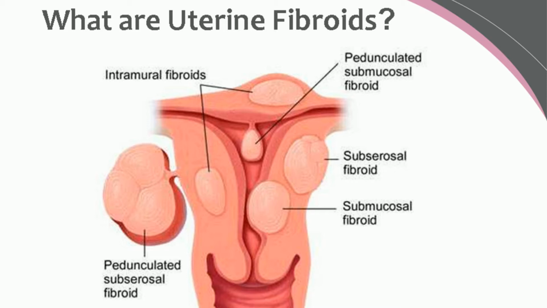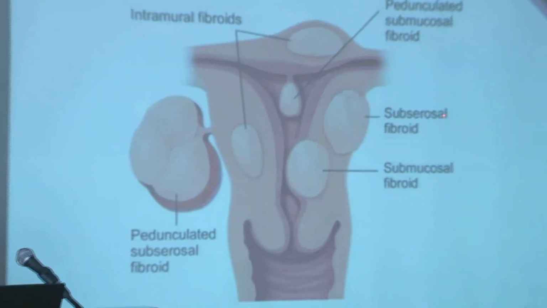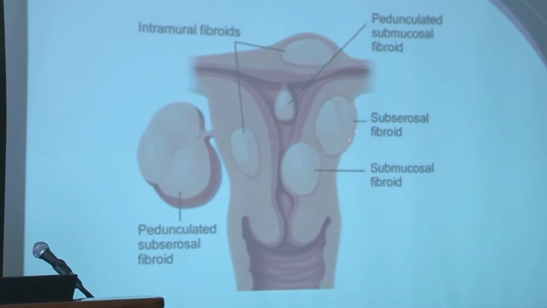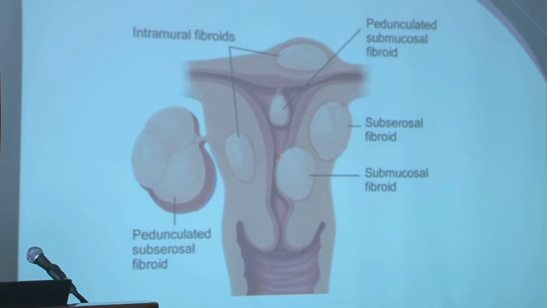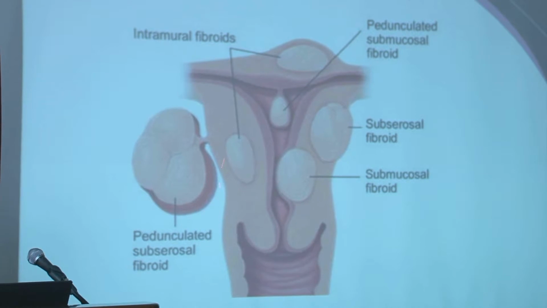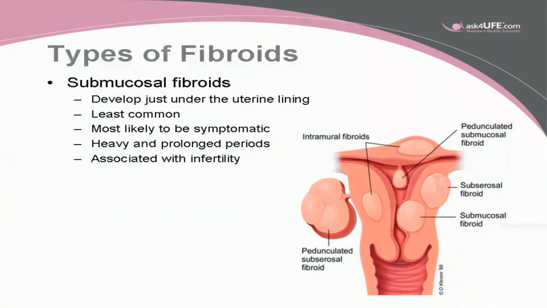So the different types of fibroids. This one here is a uterus that's cut in the coronal plane. A subserosal fibroid is a fibroid that's on the outside of the uterus, basically touching the external wall of the uterus. A submucosal fibroid is one that touches the lining of the uterus. And an intramural fibroid is one that's just within the muscle layer of the uterus. I'll go into detail about these different types.